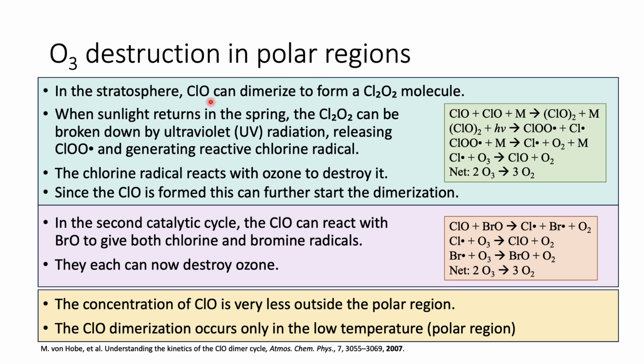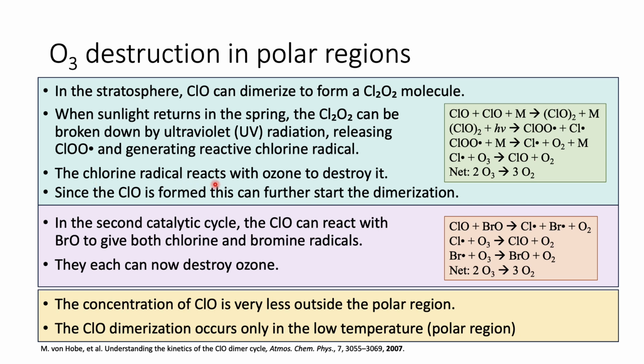In the stratosphere, chlorine oxide can dimerize to form the Cl2O2 molecule. When the sunlight returns in the spring, the Cl2O2 can be broken down by ultraviolet radiation, releasing the ClOO peroxide radical and generating the reactive chlorine radical. So 2 radicals are produced. This is a very crucial one. This chlorine peroxide radical reacts with any substance to give chlorine radical and oxygen, and the substance is released. Then the chlorine radical again reacts with ozone, giving chlorine oxide and oxygen. This is where the destruction of ozone happens. So the net reaction here again is 2 ozone giving 3 oxygen molecules.